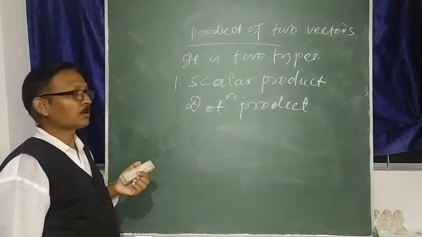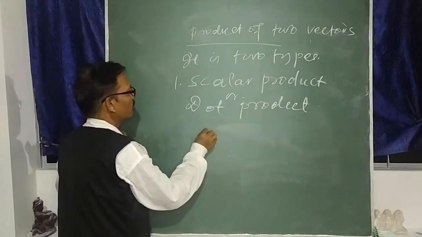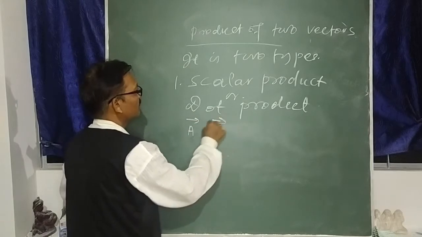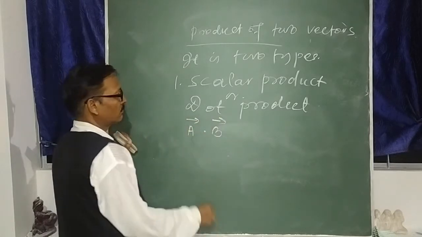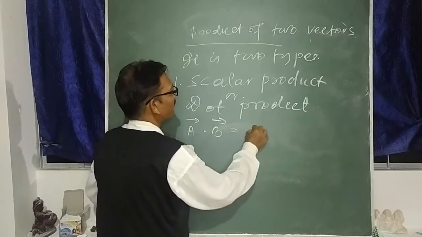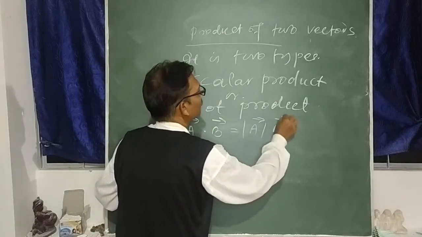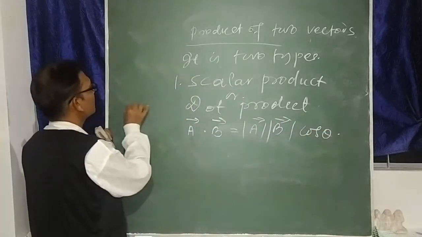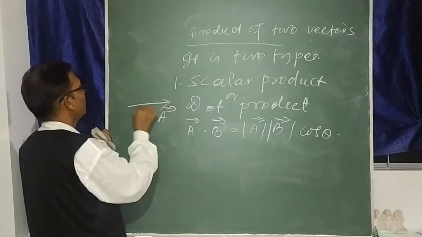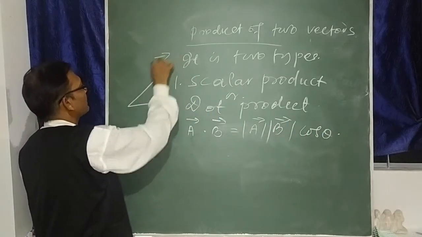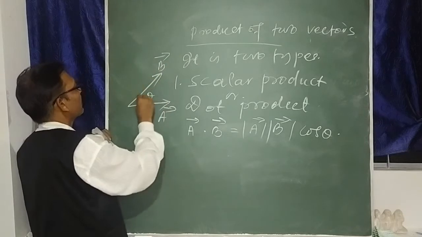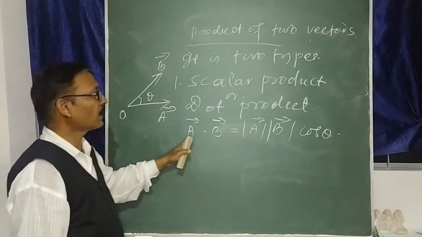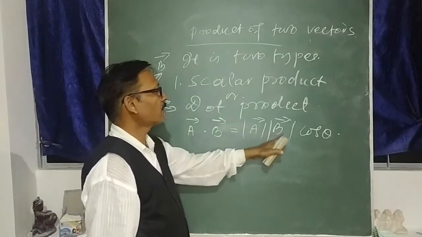What is scalar product or dot product? Dot means simply you put a dot mark. This is vector A, this is vector B. So this is called dot product. In product form, this is magnitude of A, magnitude of B, cos theta. What is theta? Theta is the angle between A and B. The angle between two vectors A and B is theta. So the formula is A dot B is equal to AB cos theta.